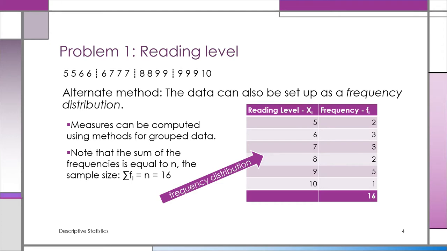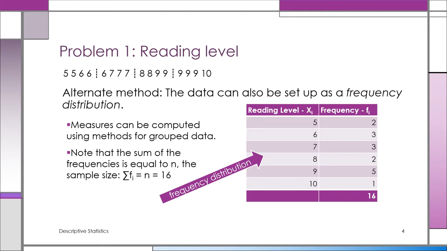You can see why we call it a frequency distribution. It's also called grouped data. We're grouping the data to make it a lot easier to work with, especially when you have a huge data set. Here we only have 16 observations. That's why you can ungroup it. It's only 16 separate numbers. But again, with a big data set, you want to group it. Now let's see it. We've grouped it. We're only looking at 6 different values, right? We're looking at reading levels from 5 all the way up to 10.